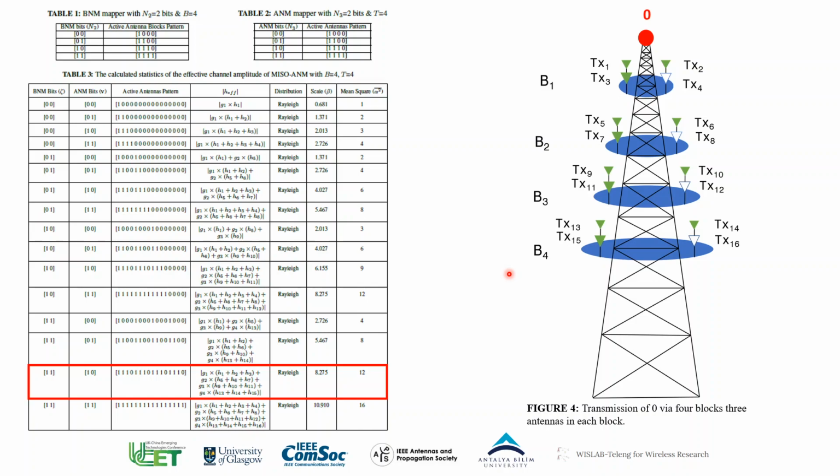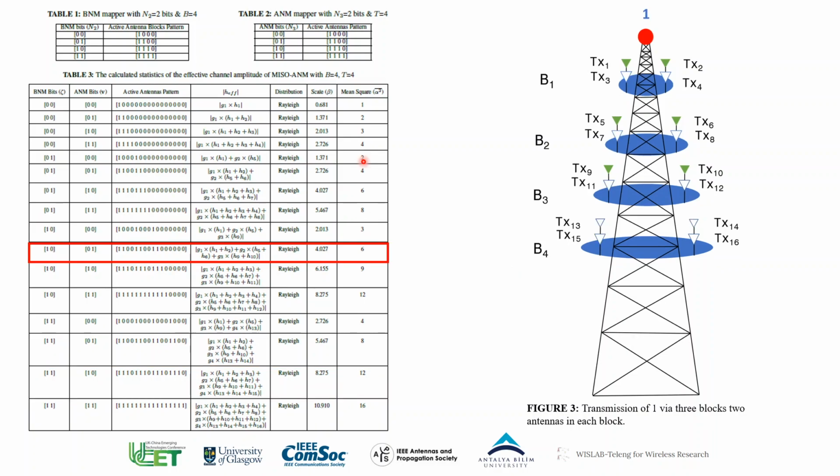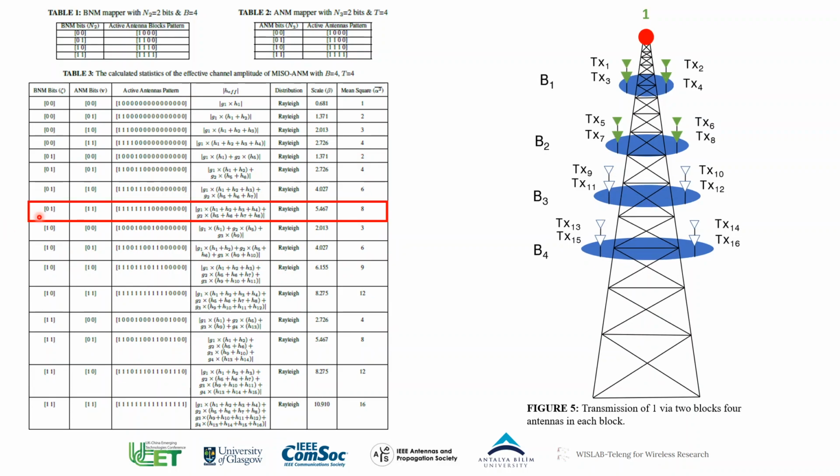And lastly, we want to transmit another one. We check the ANM bits group and we see 0 1, and we check the ANM bits group and we see 1 1. So let's see what these values are in our mapping tables. 0 1 corresponds to activation of 2 antenna blocks according to table 1. So we are activating B1 and B2.